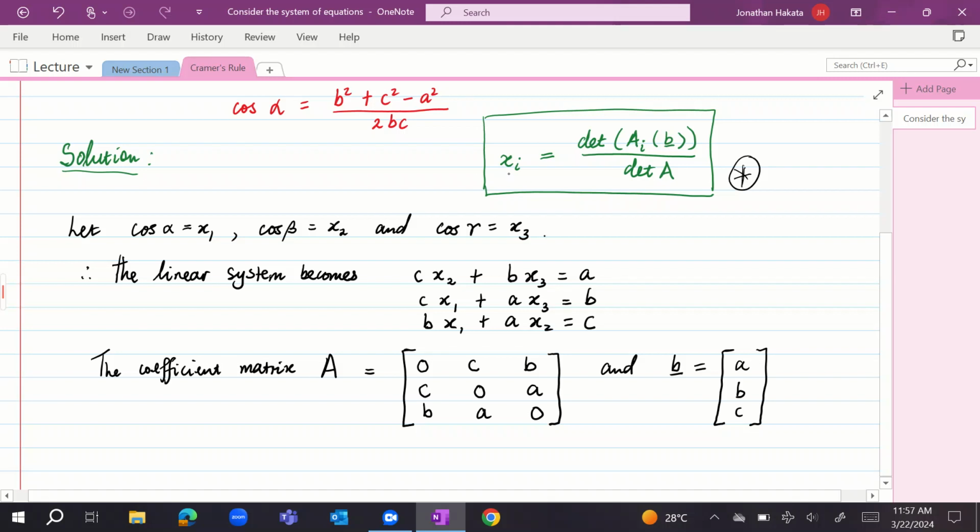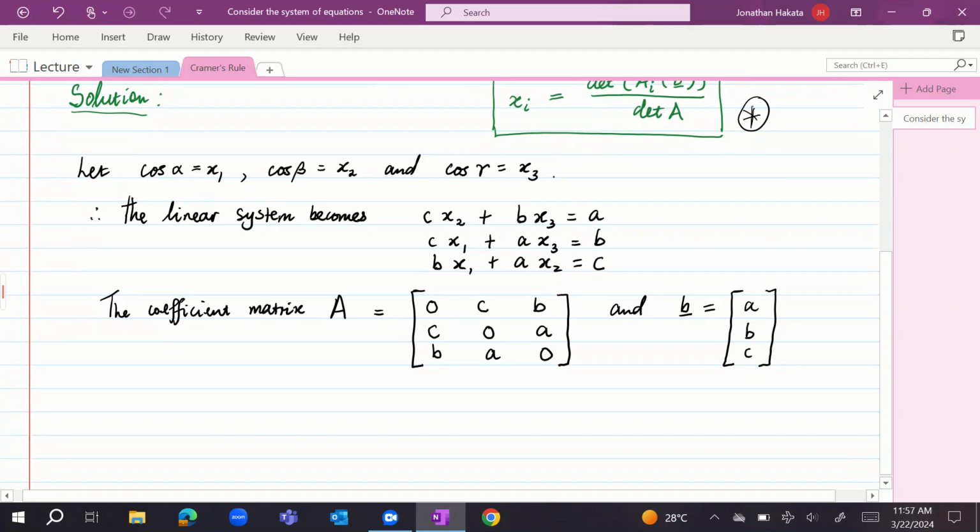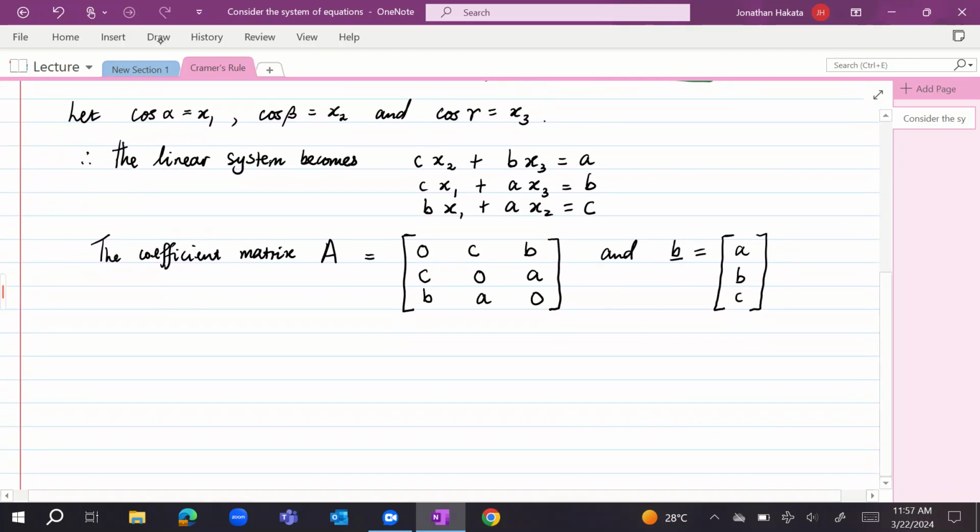So if I go back to the Cramer's formula, x1 is determined using the determinant of A1b over the determinant of A. So I need these pieces together. I need to calculate them and then later on bring them together to find my x1. Okay, so I need the determinant of the original matrix A, which is not modified.